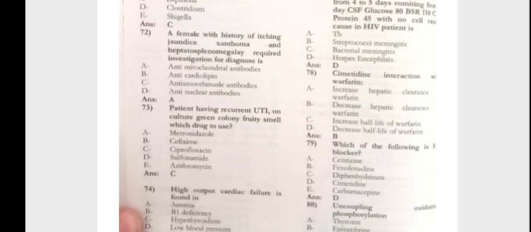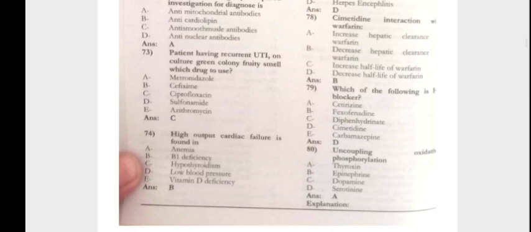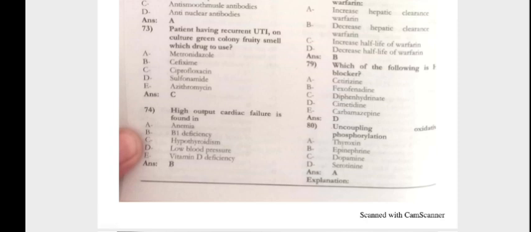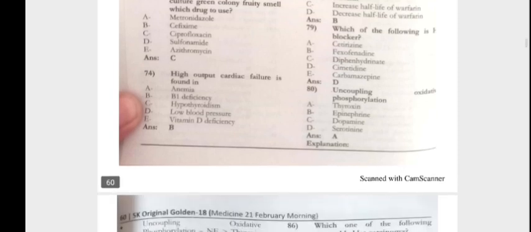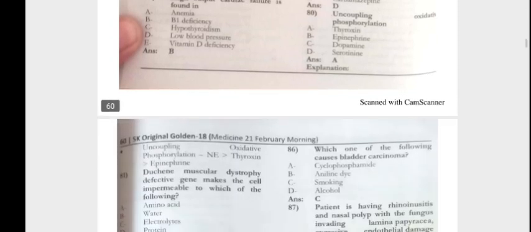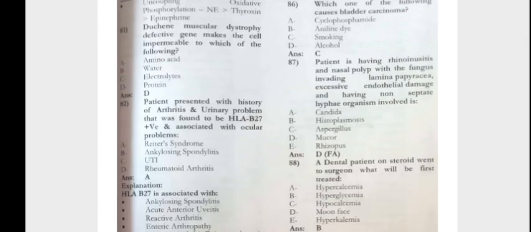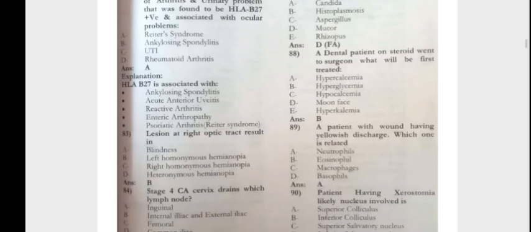Cimetidine interaction with warfarin decreases hepatic clearance of warfarin. Which of the following is the histamine blocker? That is cimetidine. The uncoupler of oxidative phosphorylation is thyroxine. Next, in muscular dystrophy, the defective gene makes the cell impermeable to which of the following? The protein. The patient presented with a history of arthritis and urinary problems, HLA B27 positive. That is Reiter syndrome.